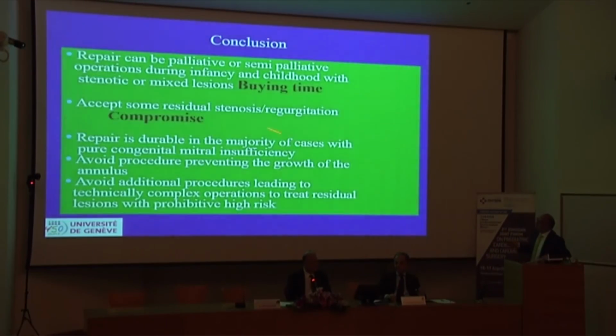And repair is durable in the majority of cases with pure congenital mitral insufficiency. Here, really, we have very good results. You have to avoid procedures preventing the growth of the annulus, especially with traditional rings, and for that reason there are no pediatric sizes. And you also have to avoid additional procedures leading to technically complex operations to treat residual lesions, with prohibitive high risk.